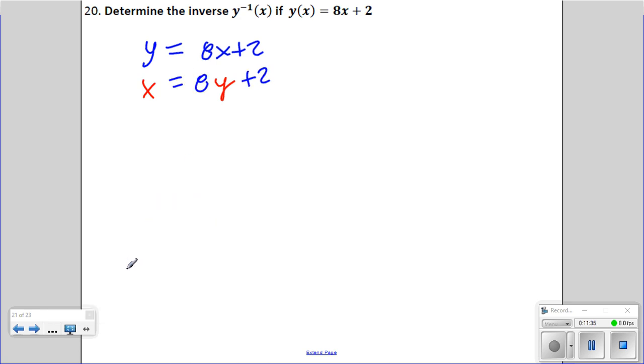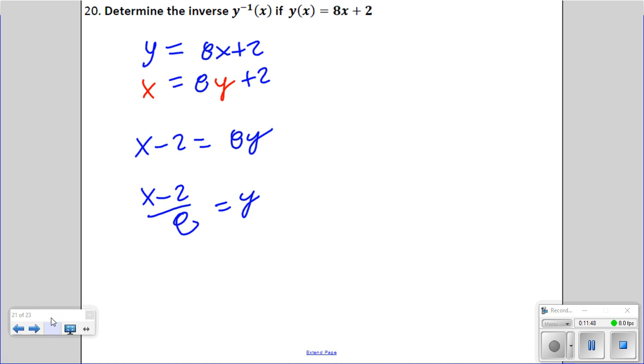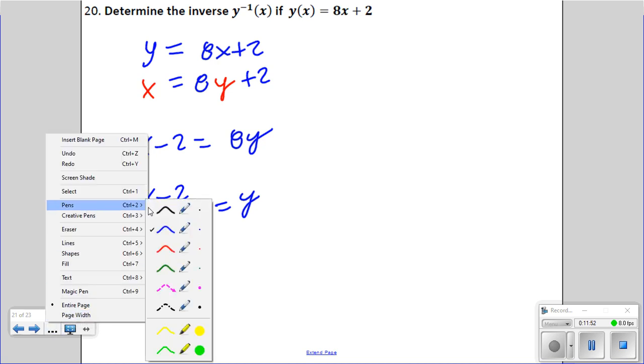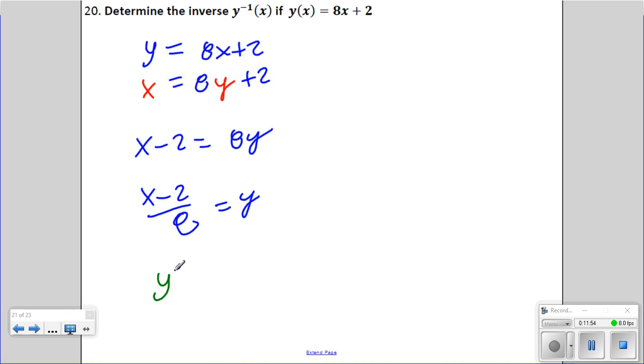Now get y by itself. Subtract 2 on both sides. So x minus 2 equals 8y. Divide by 8. So x minus 2 divided by 8 equals y. Now that y is alone, write it in the correct format, please and thank you. So y inverse of x is equal to x minus 2 over 8. Leave it alone. We are done.